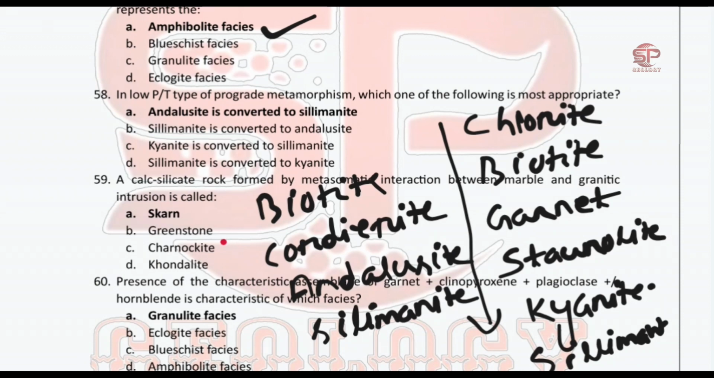So Buchan is low pressure, high temperature prograde metamorphism. Then if sillimanite is converted to andalusite, it will be retrograde. Then andalusite converted to sillimanite, it will be prograde. So the answer will be A.